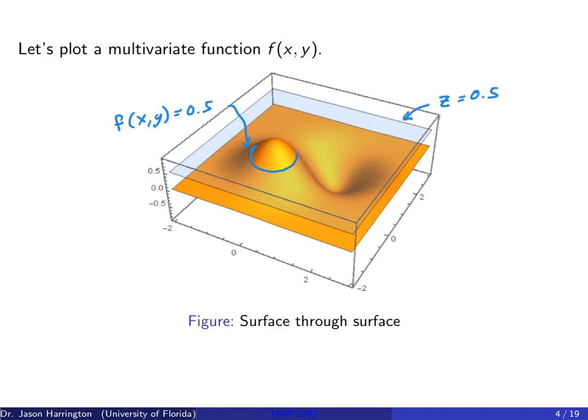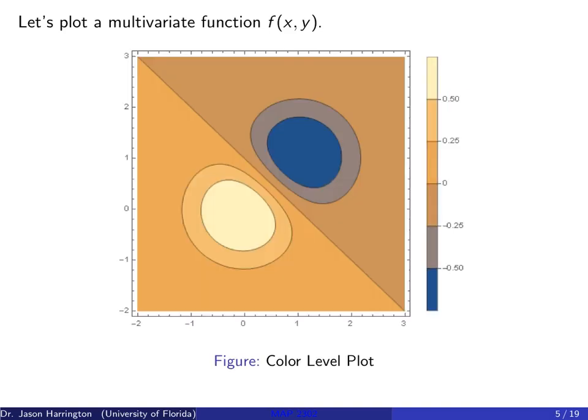And if I move this slice up and down, then I can get different points. The idea is that instead of looking at a 3D object, which is sometimes hard to visualize, we can just look at a flat surface. So here's what basically a color level curve looks like.